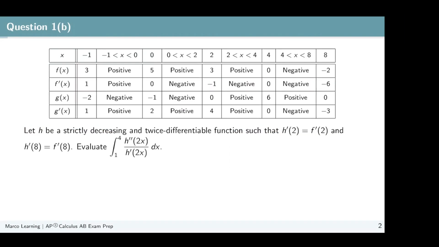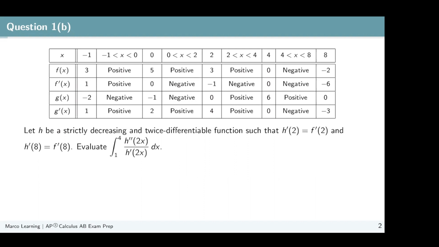For the next part of this problem, we're told that h is a strictly decreasing and twice differentiable function such that h prime of 2 equals f prime of 2 and h prime of 8 equals f prime of 8. Then we're asked to evaluate this definite integral of h double prime of 2x over h prime of 2x dx. So in order to integrate this, we're going to use u substitution. So you have to make a choice. What are you going to let u equal? And we've got a couple of options here.